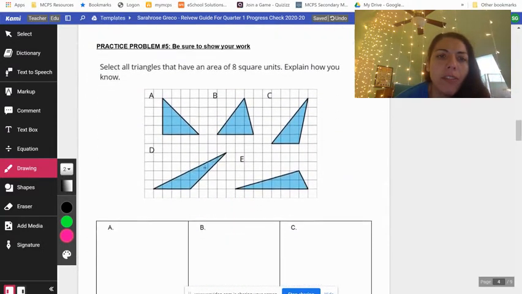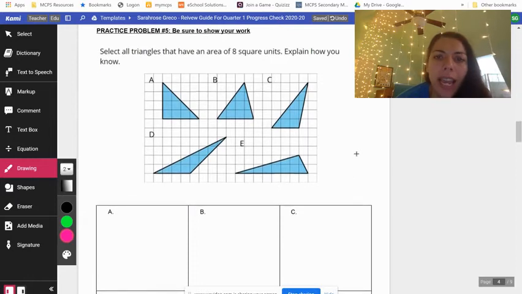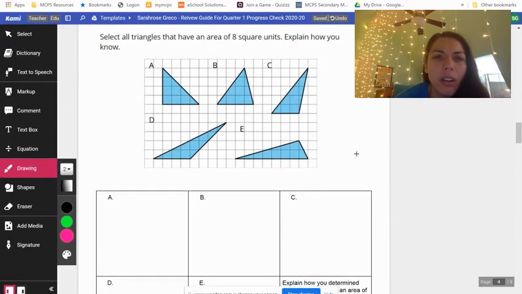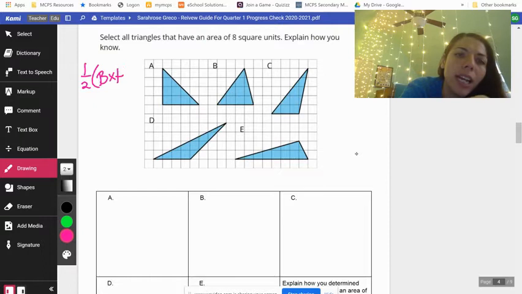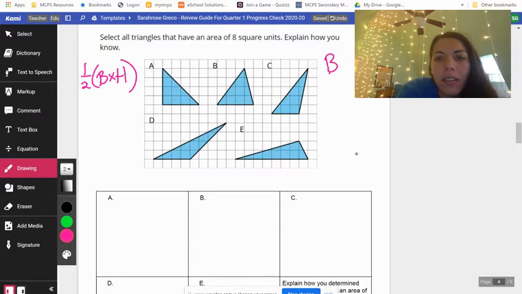Okay, number 5, select all triangles that have an area of 8 square units. Okay, so now we got to remember the formula for a triangle. There's two ways. One way could be a half times base times height. The other way, you could do base times height, don't forget to put it in parentheses, but then we're going to divide it by 2. Either way is correct. I personally like this way, but the other way will work as well. So for our triangle, my base for A is 1, 2, 3, 4.